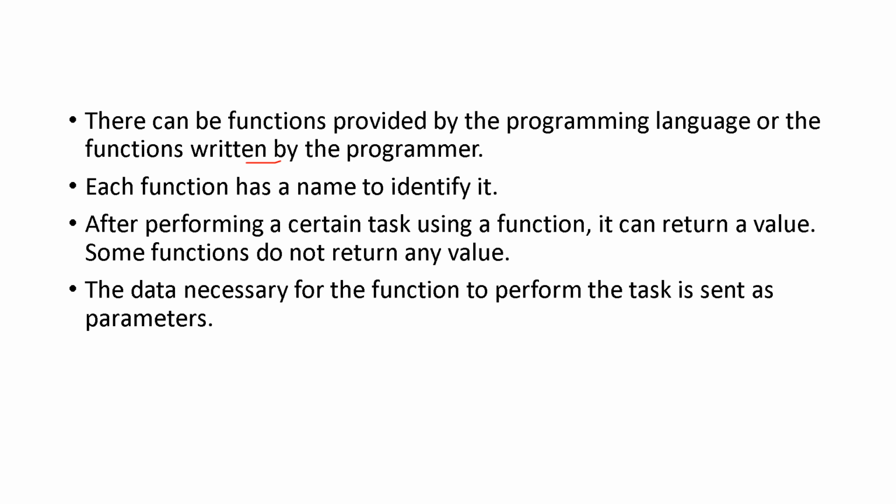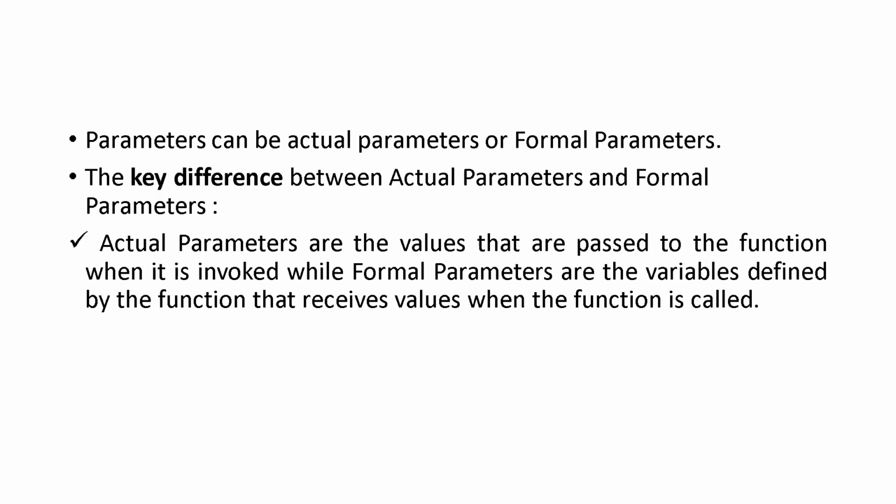Here we just want to say what the difference is between an actual parameter and a formal parameter. Parameters can be actual or formal. The difference is that actual parameters are the values that are passed to the function when it is invoked, while formal parameters are the variables defined by the function that receive values when the function is called.